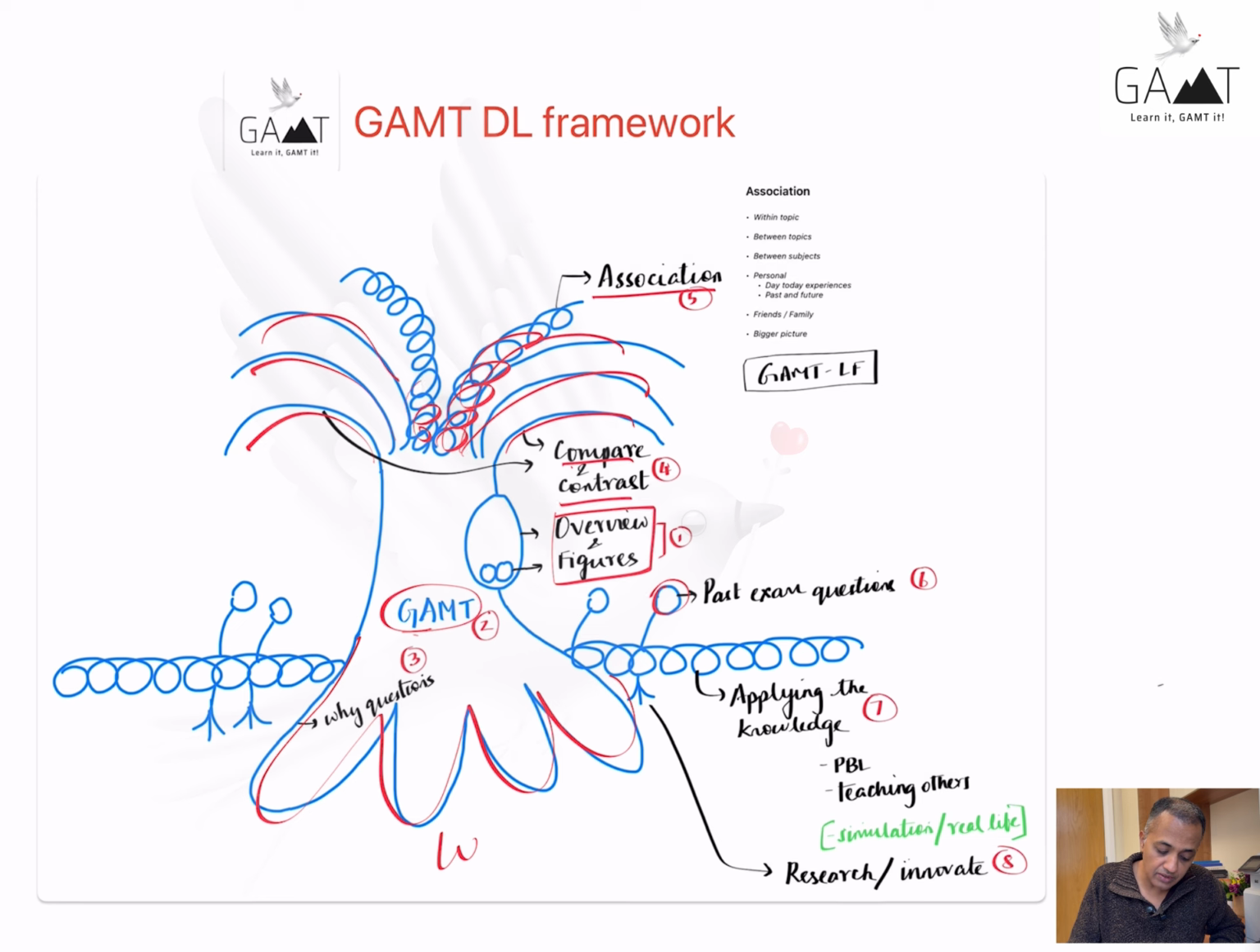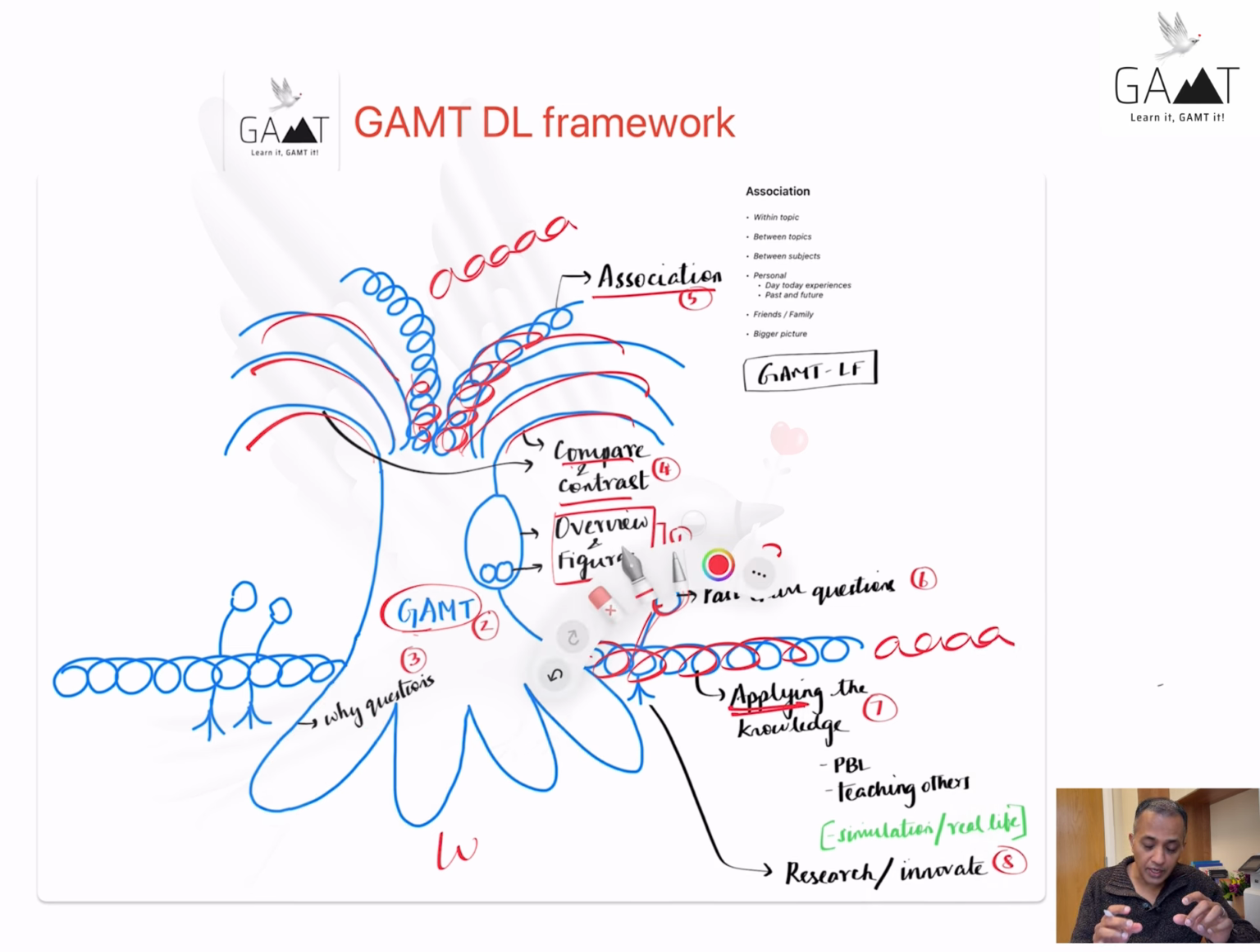And then we're going to go to zone 5, which is the association zone. So you see the young leaves here, which is a number of A's joined together, stands for association. And then we go to zone 6. Zone 6 is this sapling on the side. This resembles the letter P, which stands for past exam questions. Okay, and then you go to zone 7, which is the soil here, again, which is a lot of A's combined together. It stands for applying the knowledge. That's zone 7. The last zone is zone 8, which is research and innovation.